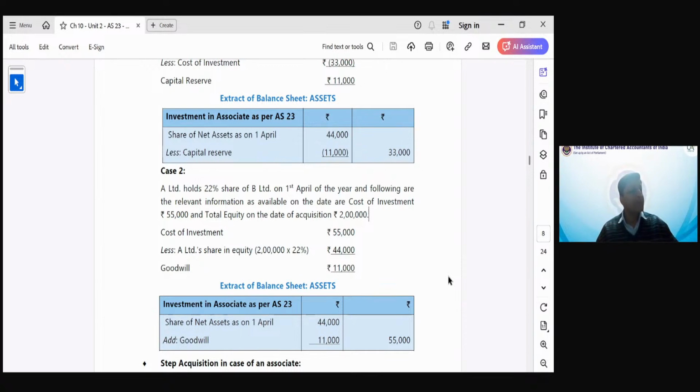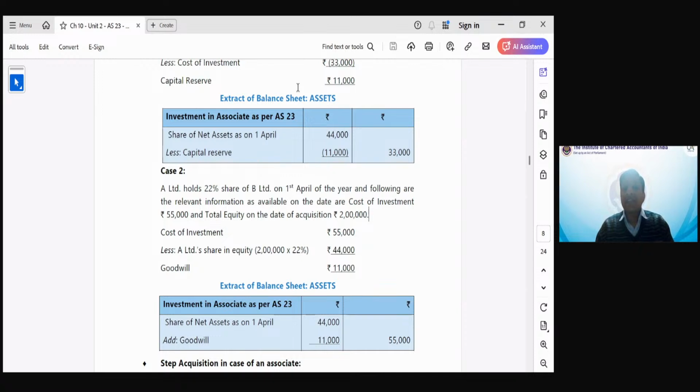Okay. Yeah. Clear on this? Everyone clear on this? Yeah. Clear? All right. So now, Preeti is asking, capital reserve is deducted and goodwill is added. Yes. That's what you'll do.